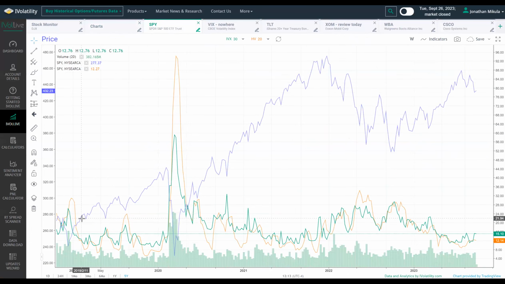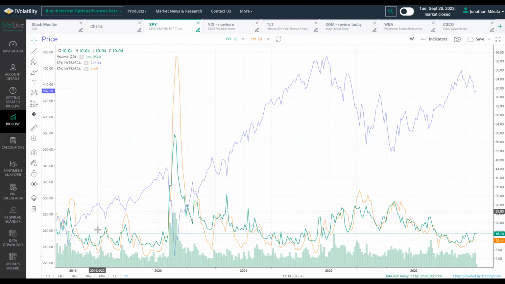But by virtue of your subscription to IVolLive, you have up to 5 years worth of data on spot price, which is in blue, on implied volatility, which is in green, and on historical volatility, which is in orange. So you can see there's a huge peak here in historical vol during COVID, when the market crashed. You can see in blue the price drop, and implied vol and historical vol spiked at the same time. So you see this kind of inverse relationship between price and volatility.